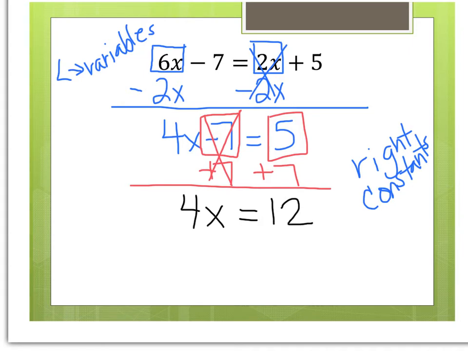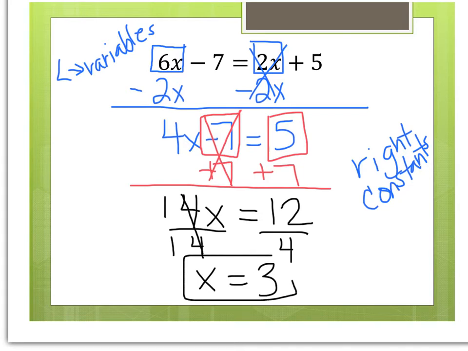Now all we have to do is solve for our variable. So since 4 is being multiplied by x, we're going to divide by 4 on both sides. So now x becomes 3, because 12 divided by 4 is 3. When we simplify those, we get our 1, so x equals 3.